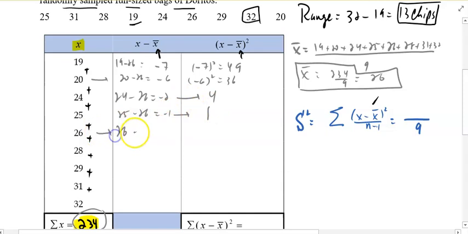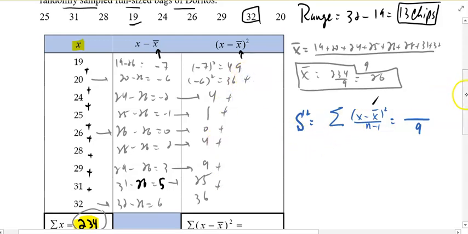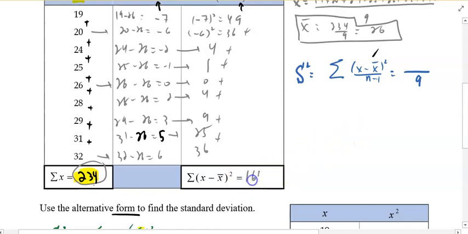Take 26 minus 26, that's a 0, square, you get a 0. 28 minus 26 is a 2, square, you get a 4. 29 minus 26 is a 3, square, you get a 9. 31 minus 26 is a 5, square, you get 25. And 32 minus 26 is a 6, square, you get a 36. Add all of those. And if I add all of this on my calculator, I'll get 164.